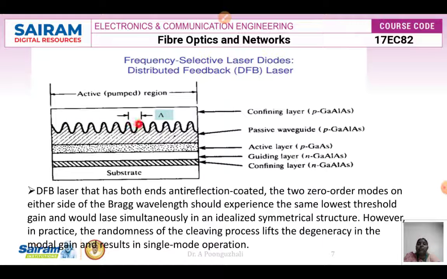Here you can see that this is the grating that is present. The period of the grating is called the lambda, and we have the active pump region over the entire layer of the grating period. So the entire active layer has the grating, and the waves travel parallel to this grating. Here we can see that the randomness of the cleaving process is going to lift the degeneracy of this modal gain, and it is going to result in single mode operation. So in a distributed feedback laser, we have single mode operation taking place.